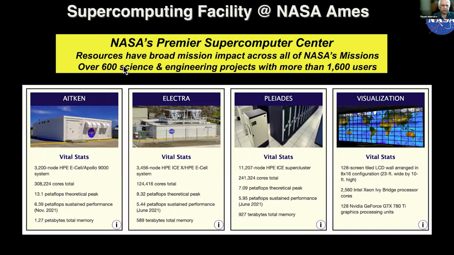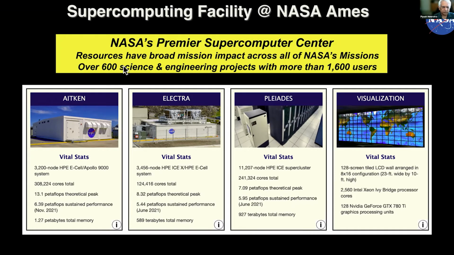The NASA Ames supercomputing facility, just located down the road from you there at Stanford, is NASA's premier supercomputing center. There's another one at Goddard, which is slightly smaller in size, focused mainly on Earth sciences. Our charter is to support all of NASA's missions. At any point, we have about 1,600 users with about 600 science and engineering projects, spread across all 4 mission directorates that NASA supports.